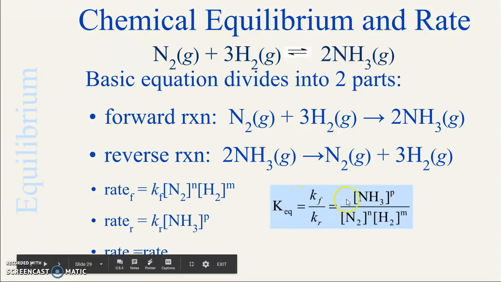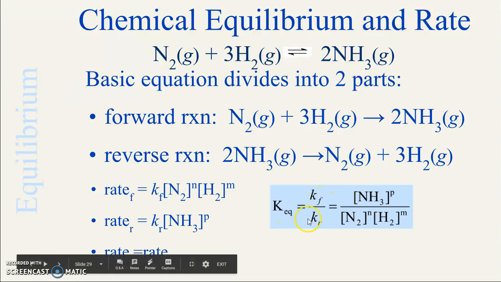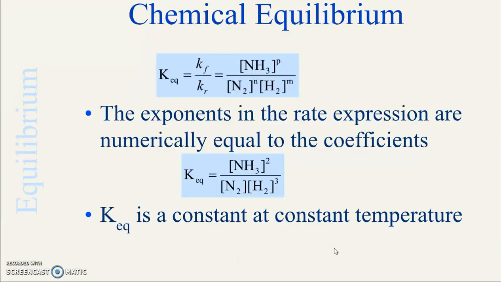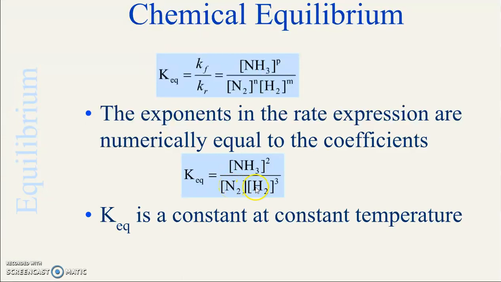But the main thing to remember is that it's the rate of the forward reaction and the rate of the reverse reaction, in terms of their products, that you're looking at. So you're going to have products on top and reactants on the bottom. Using our equation, that's the concentration of NH3 to the second power divided by the concentration of N2 times the concentration of H2 to the third power.